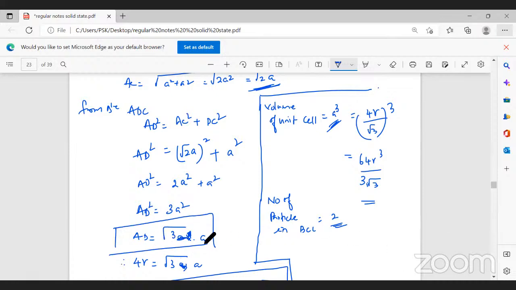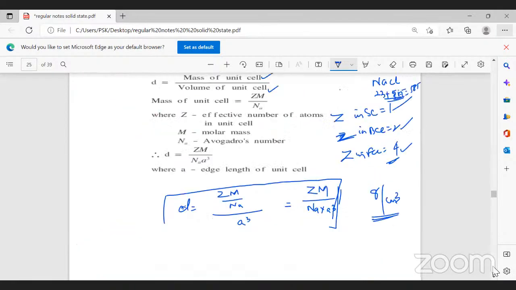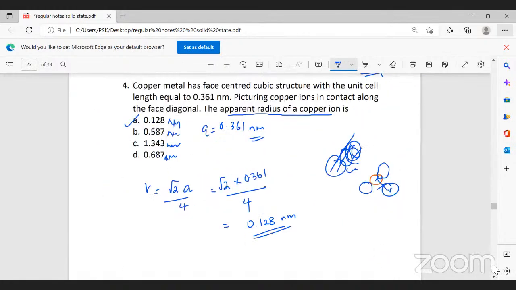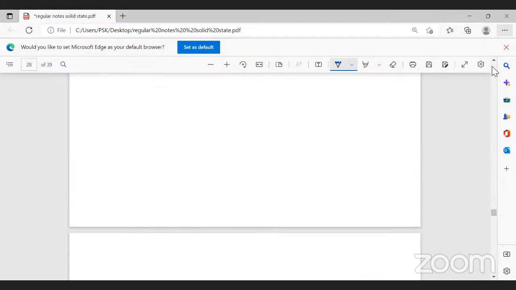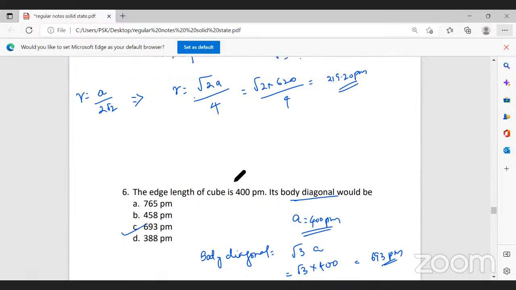This is what body diagonal means. These all are the formulas which you have to remember in this chapter. It is confusing, but if you practice, you will remember. Body diagonal is root 3a. So it will be root 3 into 400. On simplification, you will get the value as 693 picometers, option C. Very good. Okay, next problem.